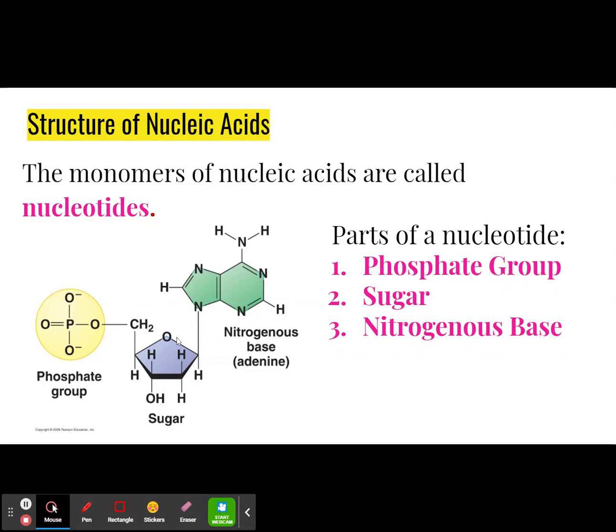The sugar that acts as the central attachment point here is a 5-carbon sugar, so it's always going to be represented as a pentagon. And yes, that is an oxygen at the top there, so it's a carbon and oxygen ring. And this will often be represented, as I said, just as a pentagon.